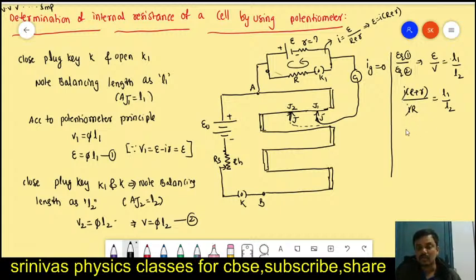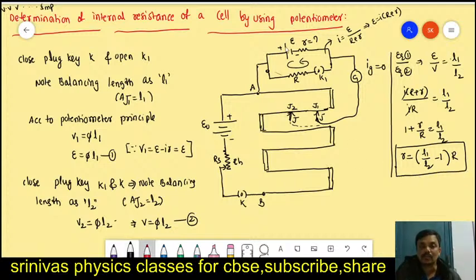Then capital R plus small r by capital R is equal to L1 by L2. If you simplify this, we get the small r formula directly, which I am giving: small r is equal to L1 by L2 minus 1, into capital R. This is how to determine the internal resistance of a cell.